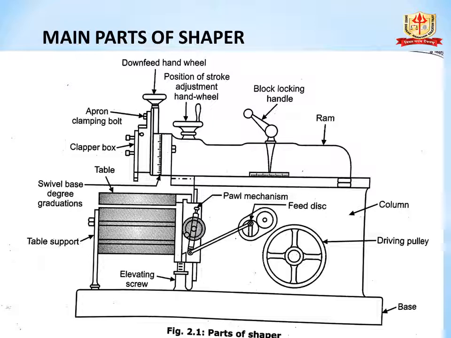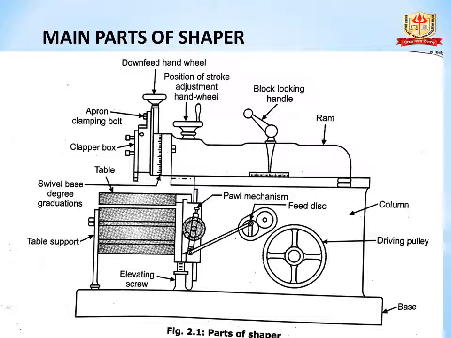Cross rail is a heavy box-like structure mounted on vertical guideways of the column. The table crossfeed screw and cross-rail elevating screw are provided on it. By rotating the cross-rail elevating screw, the rail and table can be moved in upward or downward direction. Fourth part is the saddle. Saddle is mounted on the cross rail. Crossfeed screw is rotated by hand to move the saddle in the crosswise direction.